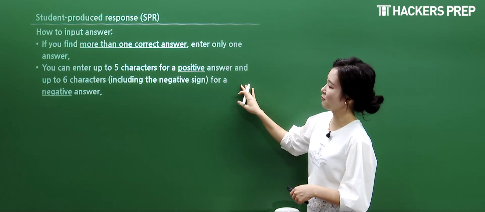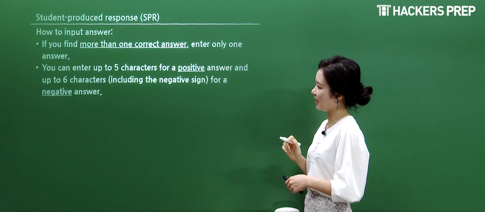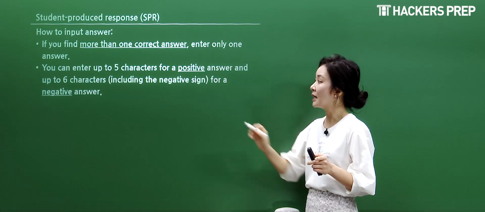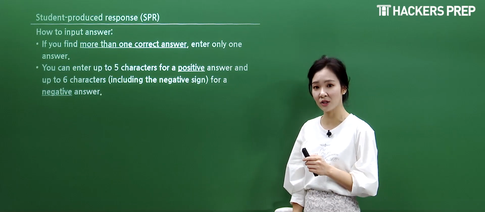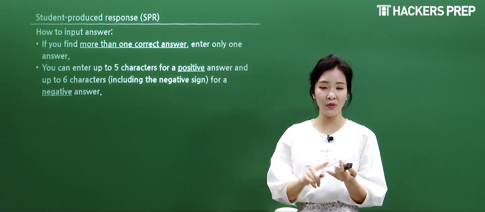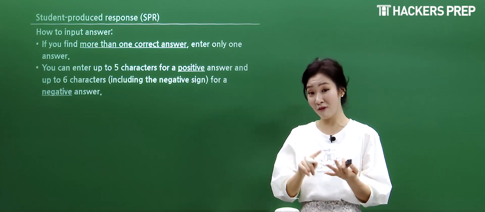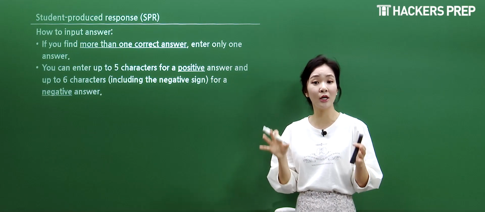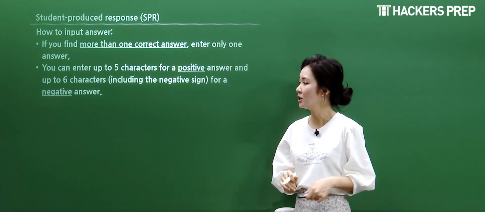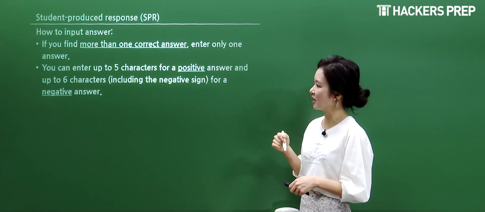Next, you can enter up to 5 characters for a positive answer and up to 6 characters, including the negative sign, for a negative answer. And by characters, they mean to include the decimal point, the fraction slash, everything, including the numbers as well as those symbols. And I'll give you some examples later.